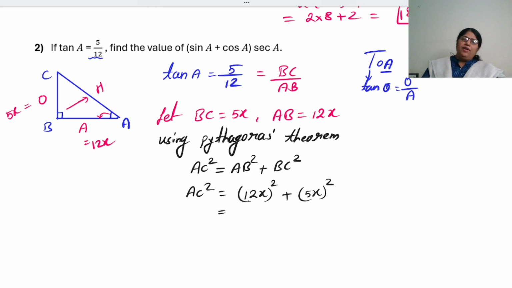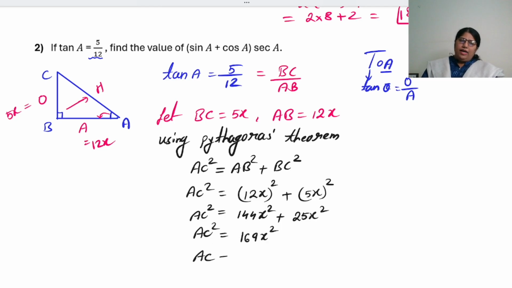Now whenever we simplify, 12 square is 144 x square plus 5 square is 25 x square, which is AC square. Now AC square is 144 plus 25, which is 169 x square, and we can find AC as the square root of 169 x square, which is nothing but 13x. So we got the length of AC, the hypotenuse, which is 13x. Now you have opposite, adjacent and hypotenuse.